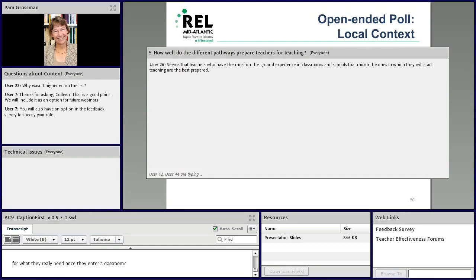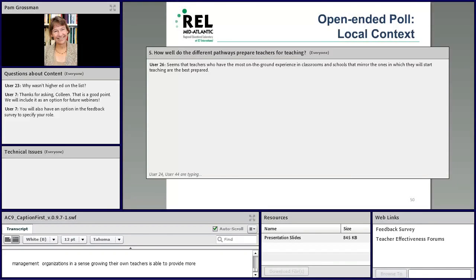So Elka's making the same comment we touched on in the last poll related to how closely the field experiences mirror the actual setting where teachers are placed for their first teaching position. And I think we've acknowledged that that is an important thing to consider. And that's part of what's given rise, I think, to the interest in teacher residency programs, and also the interest in charter management organizations growing their own teachers, which is being able to provide more context-specific teacher preparation.